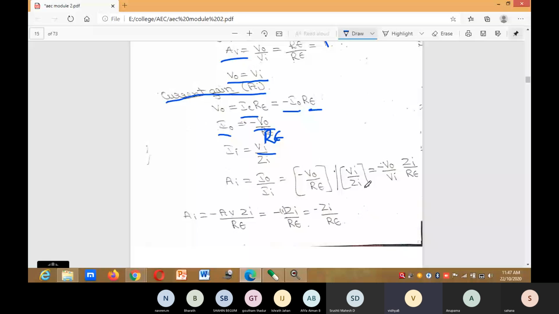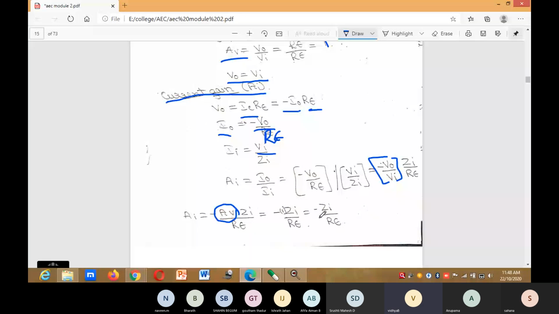If you solve that one, you will get the equation: minus V naught divided by VI into ZI divided by RE. This can be written as voltage gain AV. Minus AV ZI divided by capital RE, minus ZI divided by RE, because the AV value is 1. Minus ZI divided by RE, that is what you will get as current gain.